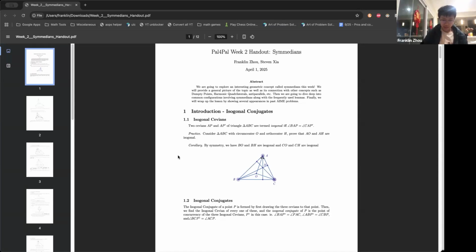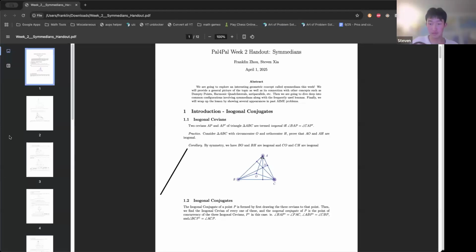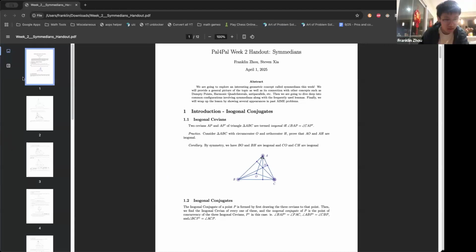Okay. So before we get into Symmedians, we need to first define an isogonal Sevian, since that's a very important part of what a Symmedian actually is. So let's first consider a triangle ABC like this, okay?